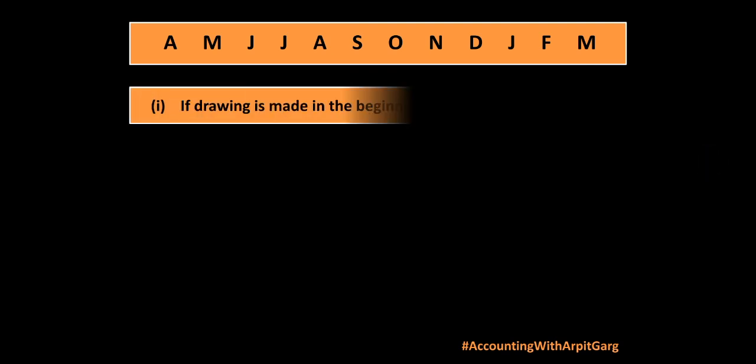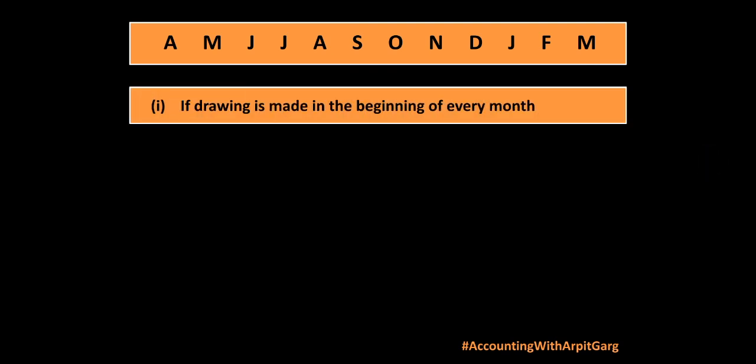Now if drawing is made in the beginning of every month, it means on the first day of every month. So 1st April, 1st May, 1st June, 1st July and so on till 1st March. So here you can do two things. First, either learn all the numbers of every drawing, or you can understand the concept of how you can calculate this very easily yourself. Let's see how the calculation is done.